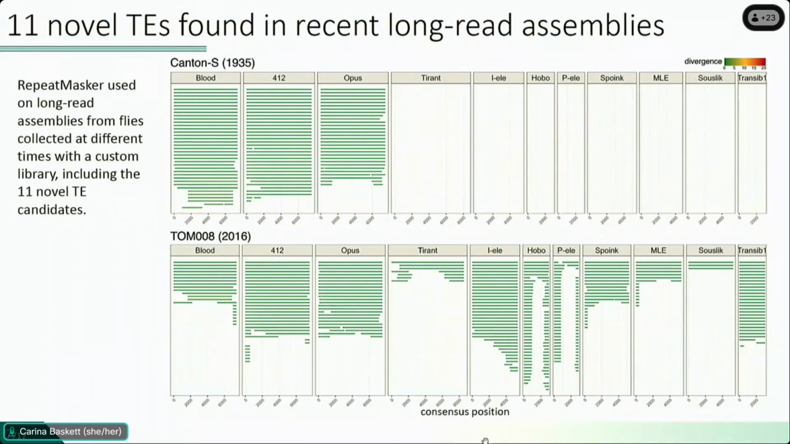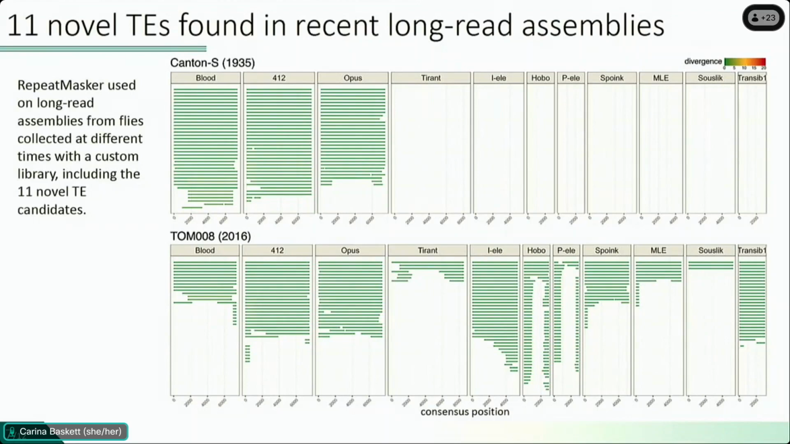Then we have the I element. Also here you can appreciate, if you are like TE aficionados, a pattern that is common for non-LTR retrotransposons, where there is the 3' reverse transcription that leads to truncations, which is the case here. And all the others are LTR transposable elements. So they have an LTR, a gag pol, and in the case of Tirant, also an envelope.